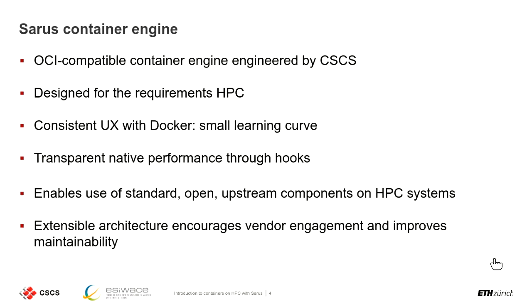And given that it is being designed based on open standards, it is able to use upstream software components on HPC systems. For example, it is able to reuse some of the internal components of Docker, which also come from the open source community. And the adoption of an extensible architecture reduces the maintenance effort and also encourages vendors creating proprietary technologies to come up with their own extensions that can be integrated into this main container engine to allow the use of custom hardware and software solutions.